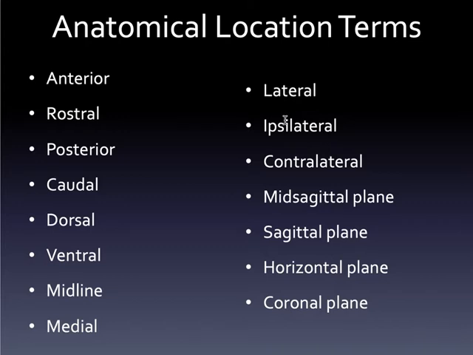Ipsilateral means on the same side of the midline. So two things that are ipsilateral are both on the right side of the midline, for example. Contralateral means on opposite sides of the midline. Okay. Now these two are especially important when we think about how information flows through the nervous system in pathways that may stay on the same side of the midline or may cross the midline.